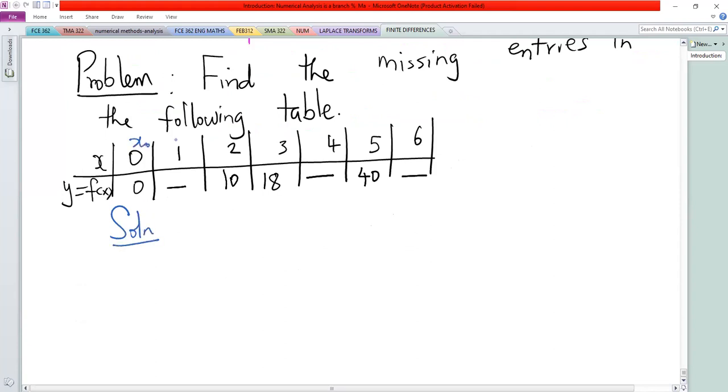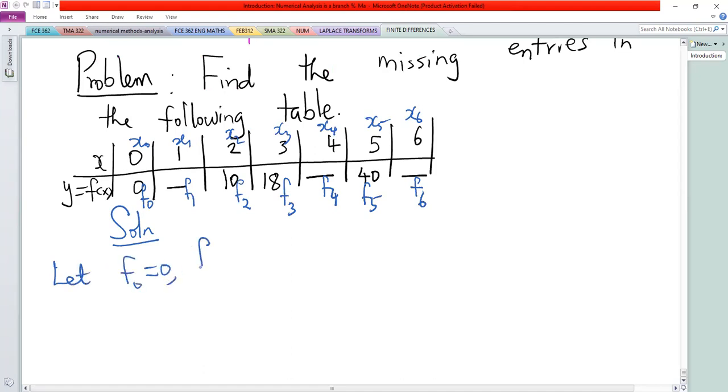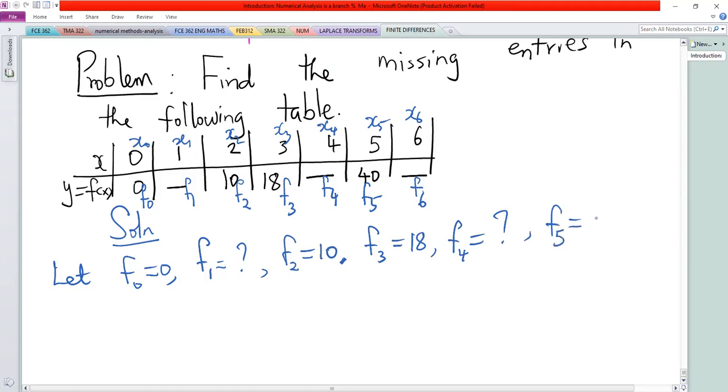we let these be x0, x1, x2, x3, x4, x5, and then x6. So this will be f0, this is f1, f2, f3, f4, f5, and then f6. So let f0 be 0, f1 be unknown, f2 is 10, f3 is 18, f4 is unknown, f5 is 40, and then f6 is also unknown.